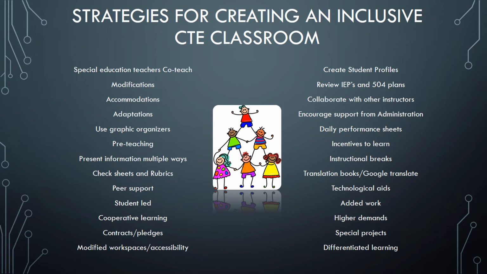Then you have the other end of the spectrum. You have those students who are AIG and in honors. These students require higher demands and added work. What you can do is give them specialized assignments and have them work a little bit extra so they stay on top. You have to explain to them that it's not punishment, that it's just a way for them to make sure they're getting everything they can out of their education.